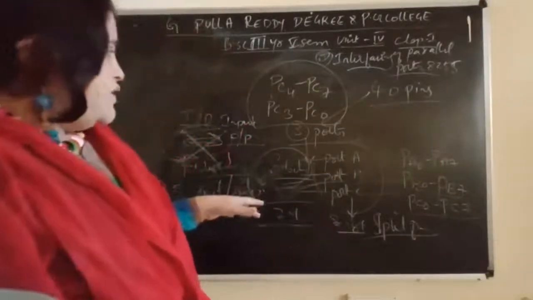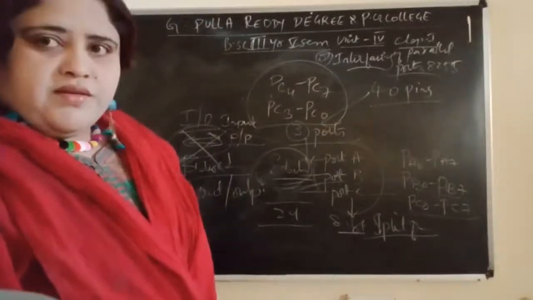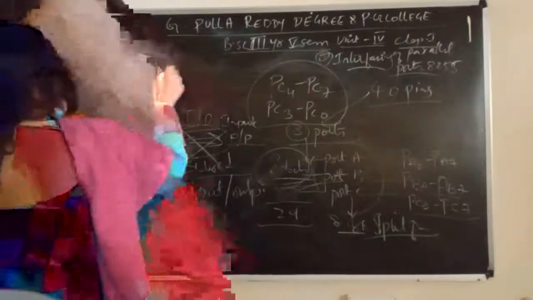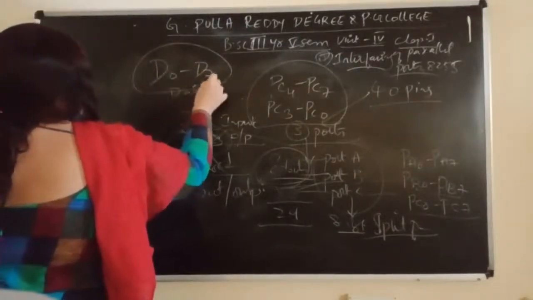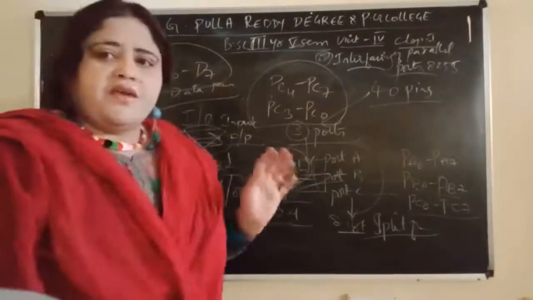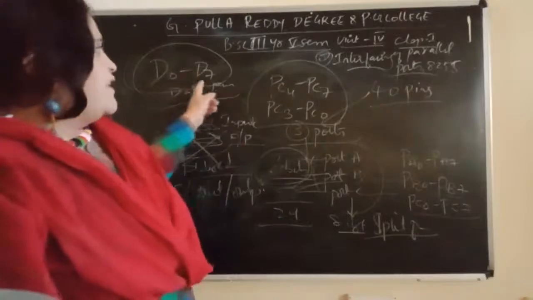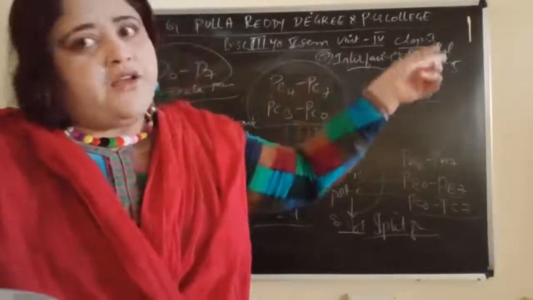Now, how many pins are over? How many pins have we studied out of 40? 32, 24. 8 pins are D0 to D7. These are data pins. Now, these pins are very important. This pin will be used for interfacing, which means we are connecting this IC to the microprocessor.